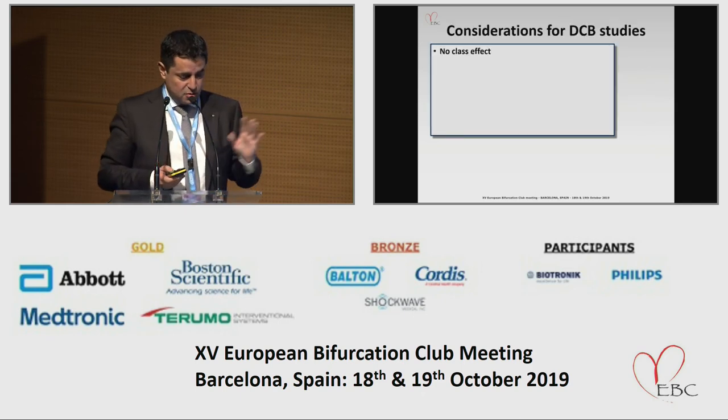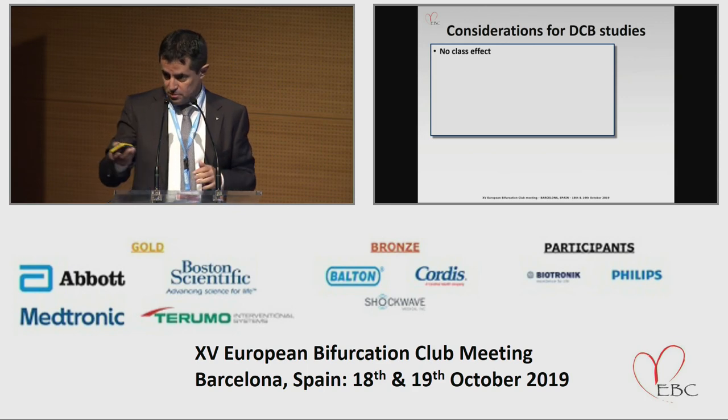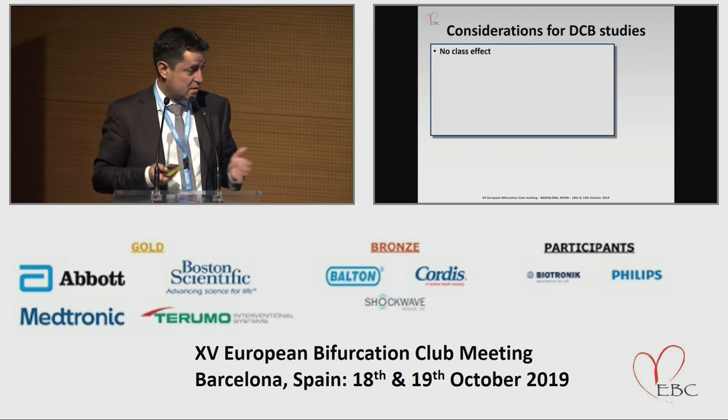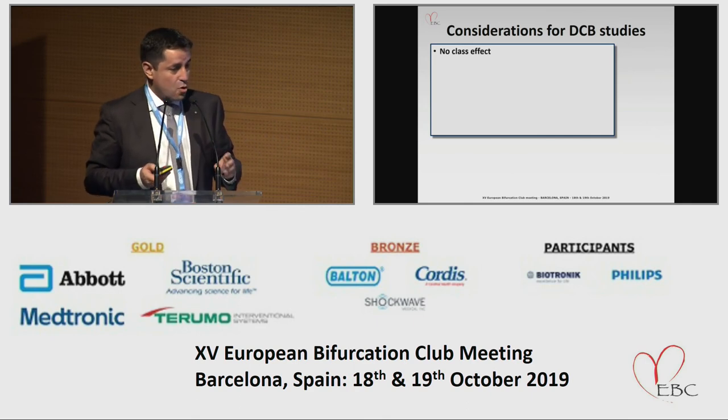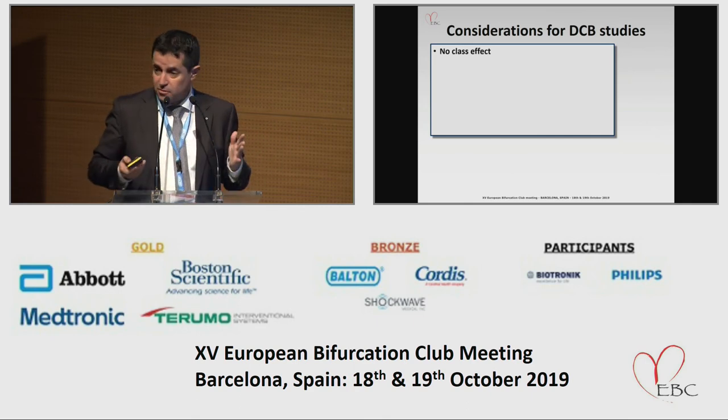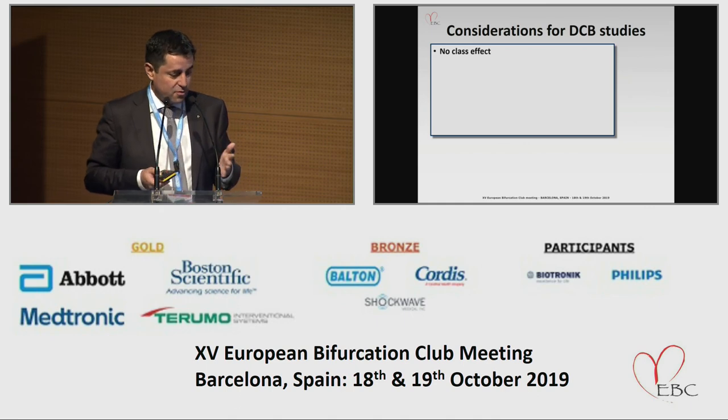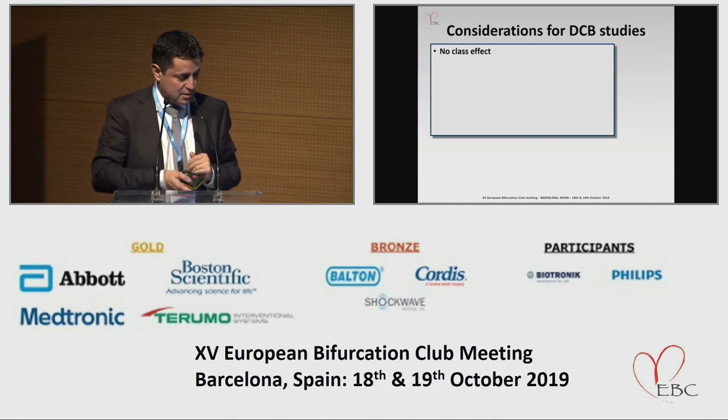So the first consideration we have to have in mind, and Dr. Prulovich already mentioned it, is that there is no class effect. We could replicate the same study design with a different balloon and maybe expect different results because the technology is different, and there is clearly no class effect.